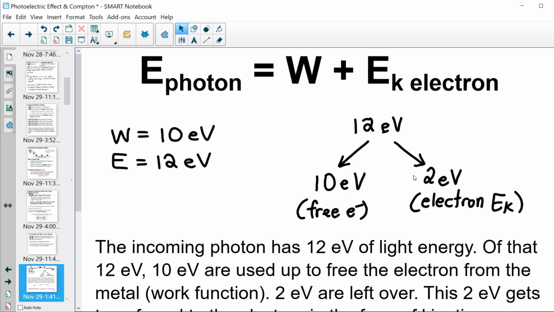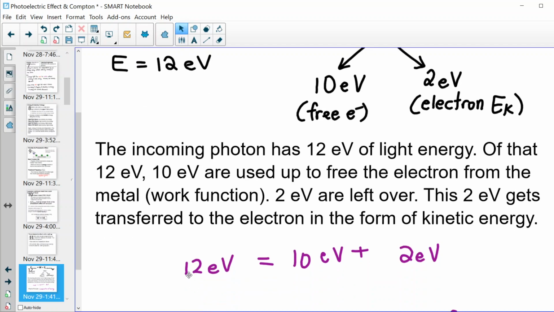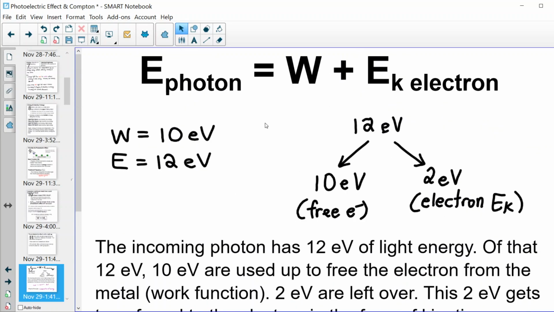You're going to have 2 electron volts left over, therefore, and those 2 electron volts have to go somewhere because of conservation of energy. So they actually become electron kinetic energy. And that is what this says here. You can pause the video and read it if you would like. But really, 12 is equal to 10 plus 2. That's where this formula up here comes from.